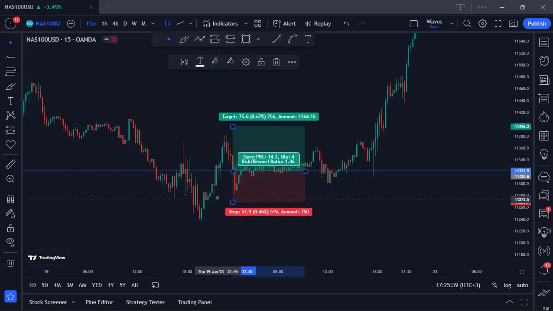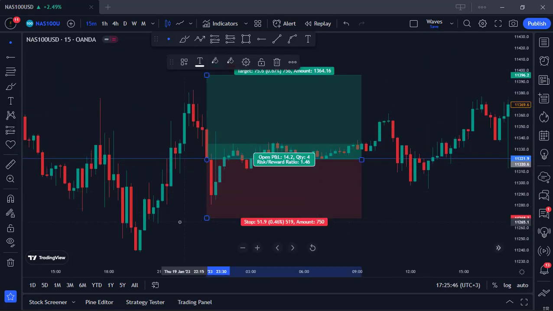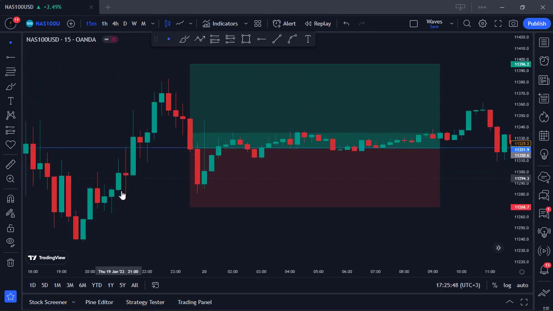My stop loss was below this. You can see this wick, which took this one. For me, this one is the order block. Let me just zoom so you can see it clearly. To me, this one is the order block because it took liquidity of the previous candle.